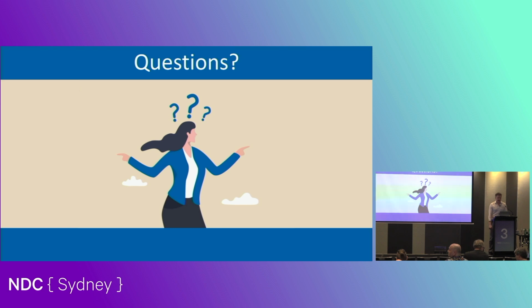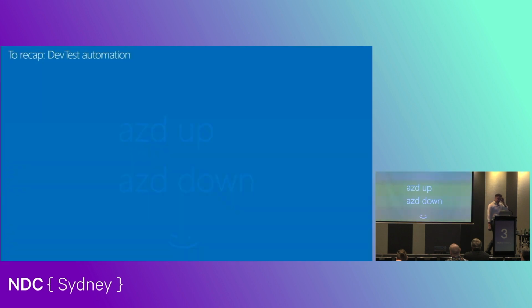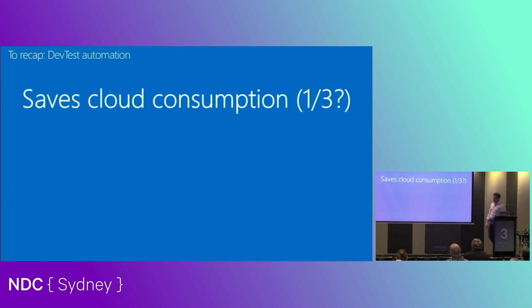All right. So in summary, to recap, AZD up, AZD down. That's the funny recap. The real recap is development and test automation, right? Does it save a lot of consumption? Yes, it does. Is it a third of your consumption? Depends. But it's a lot of money. And that's your main driver. Not only the money for Azure consumption, also the money spent on you doing stuff. So if you can pay for and use the service, then you get away from that problem.